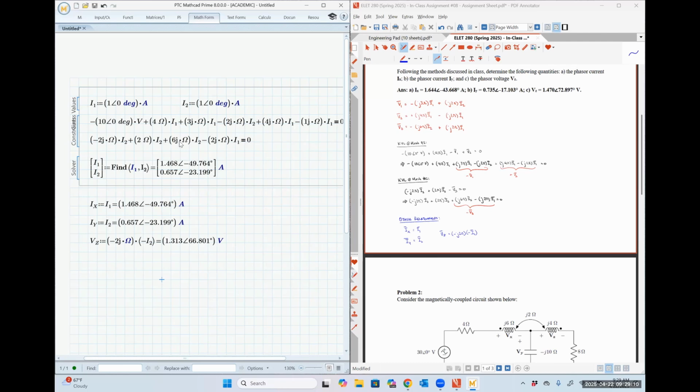Yes. Yeah, okay. What's up? In the first equation, we have the minus V1 section, the minus 2J ohms, I think should be positive.